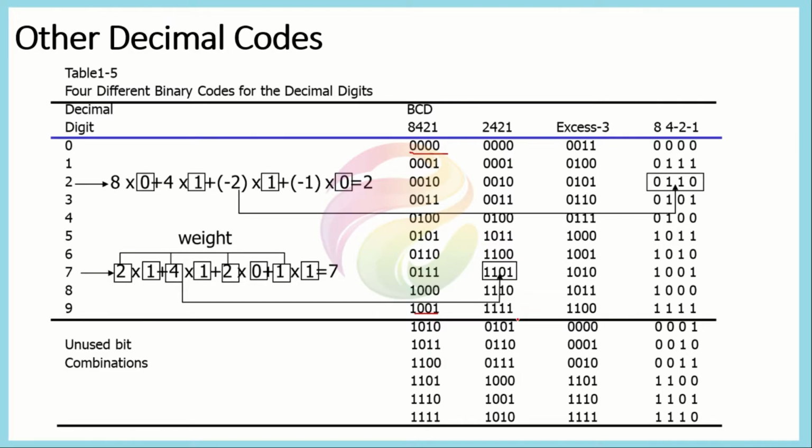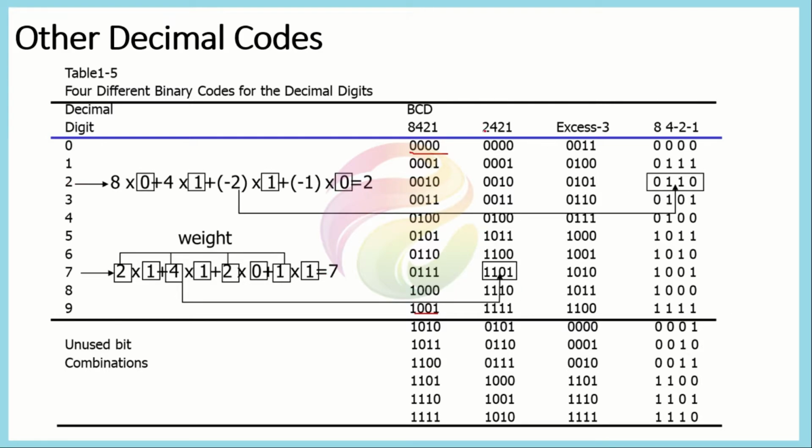Similarly, there are a few other codes that are also used related to certain hardware. Say for example, if we are discussing this 8 4 minus 2 minus 1, this is simple. In this, these are actually the weights which are multiplied by this sequence. Say if you want to find its equivalent decimal, what you do is multiply this 8 term with this one first, this 4 with 1, then minus 2 with 1, then minus 1 with 0, and then you just add them. So it will give you the equivalent of its decimal, which is 2 in this case.